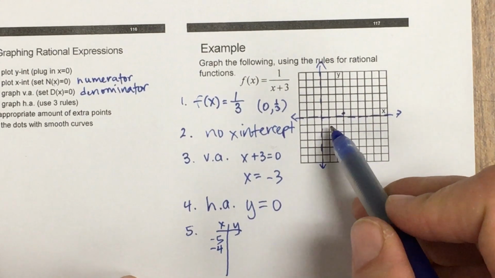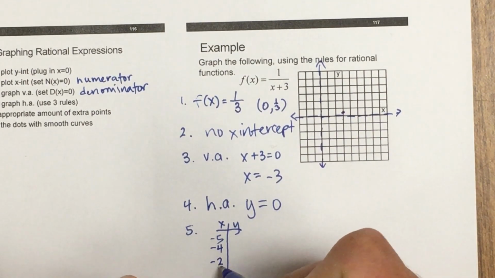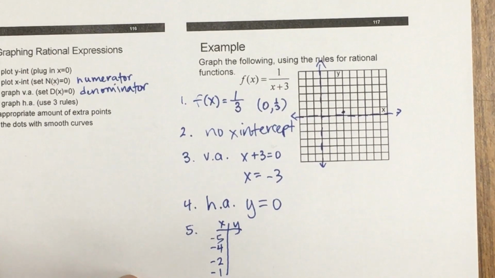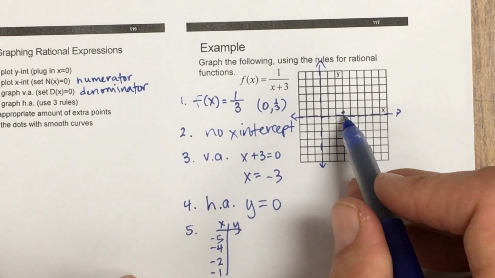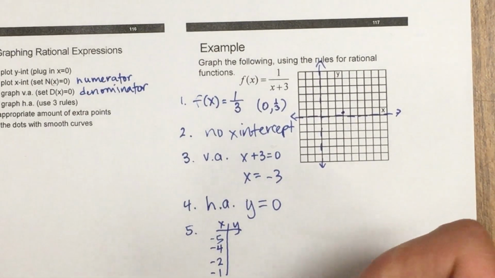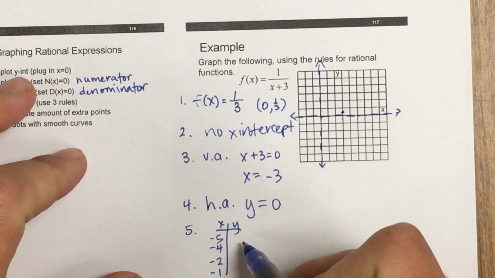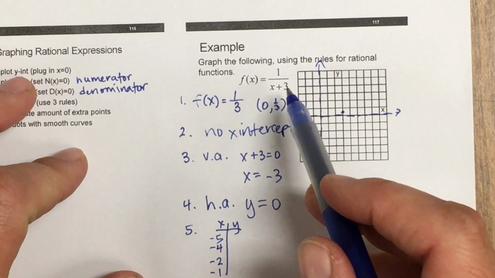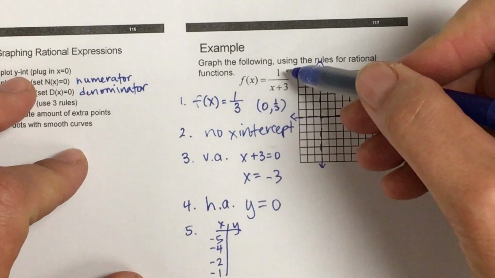And then on this side, I'm going to go -2, -1. And we already know what 0 is. And so, let's see what happens. So now this is a matter of substituting all this in, which I probably should have done already. So this would be 1.